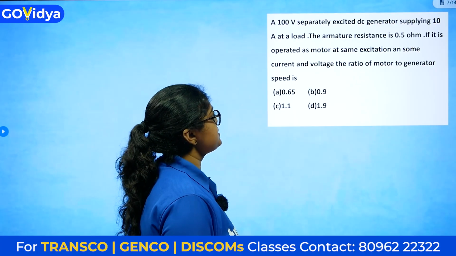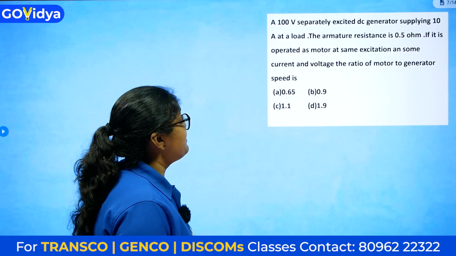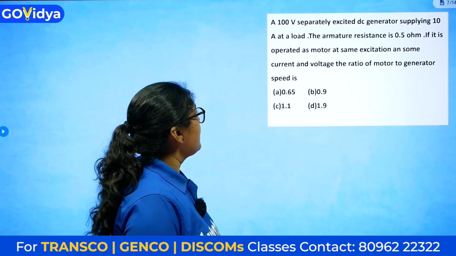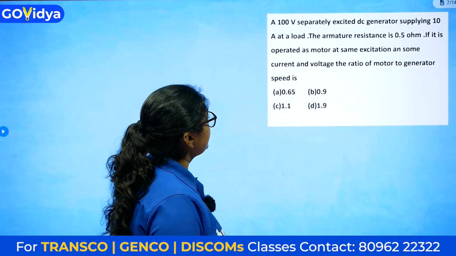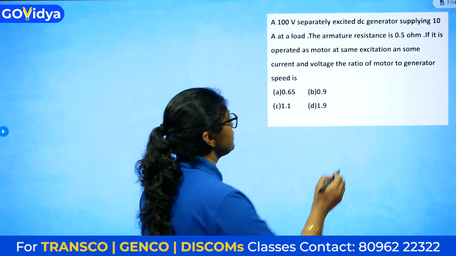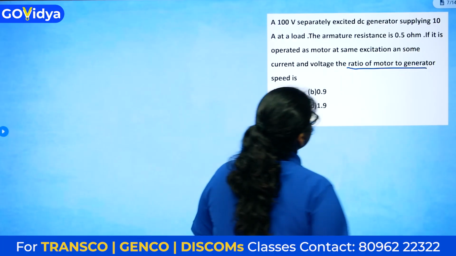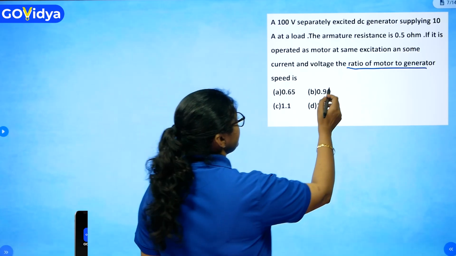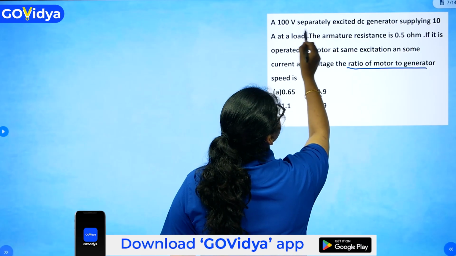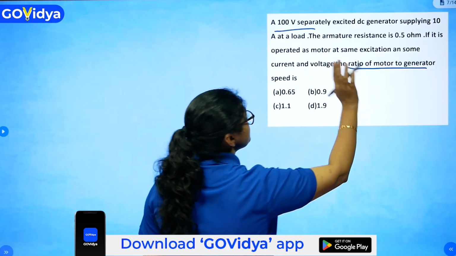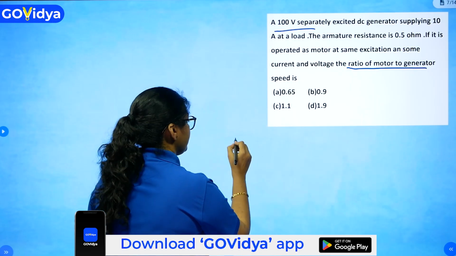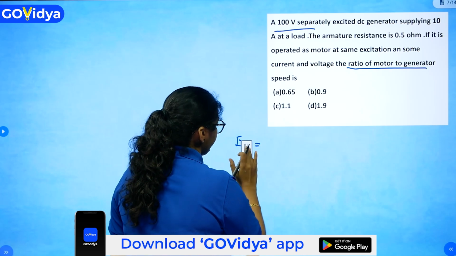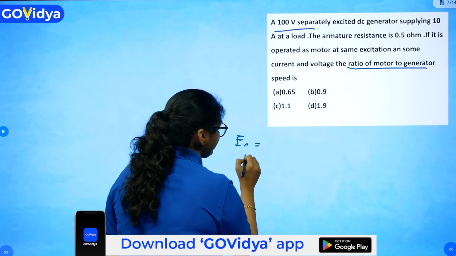A 100 volt separately excited DC generator supplying 10 amperes at a load. The armature resistance is 0.5 ohm. If it is operated as a motor at the same excitation and current and 200 volt, the ratio of motor to generator speed. See, it is nothing but a separately excited DC generator. At first, it is acting like a generator and then as a motor. So now what we have to do is find the induced EMF for both the generator and the motor and do the ratio.